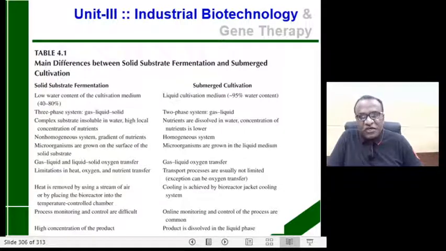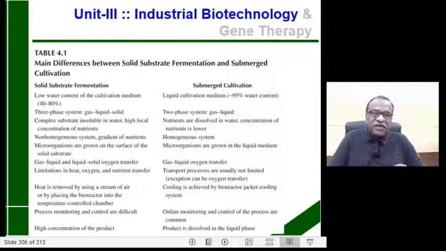Contrary to this, in solid substrate fermentation, there are limitations in heat, oxygen and nutrient transfer. Heat is removed by using a stream of air. Process monitoring and control are very difficult, but a high concentration of the product can be obtained. So these are some of the important differences between a solid substrate fermentation and submerged cultivation.